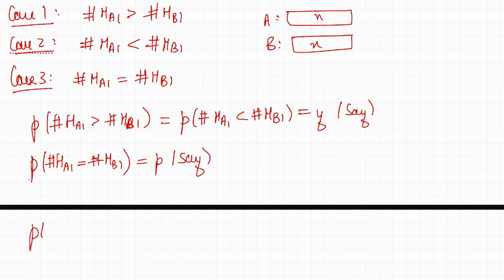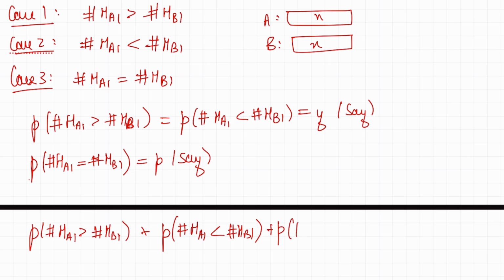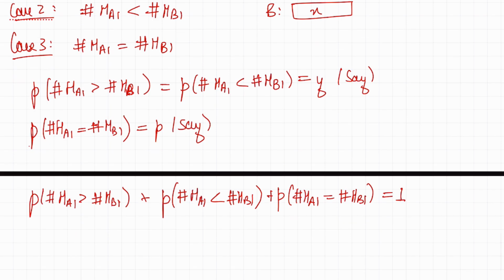What I'm saying is that the probability of A getting more heads than B in the first segment, plus the probability of A getting fewer heads than B in the first segment, plus the probability that both of them get an equal number of heads in the first segment, is equal to 1, because that's all the possible situations. Okay, and they cannot happen simultaneously. That's why there's addition being applied here. Okay, because they're mutually exclusive.